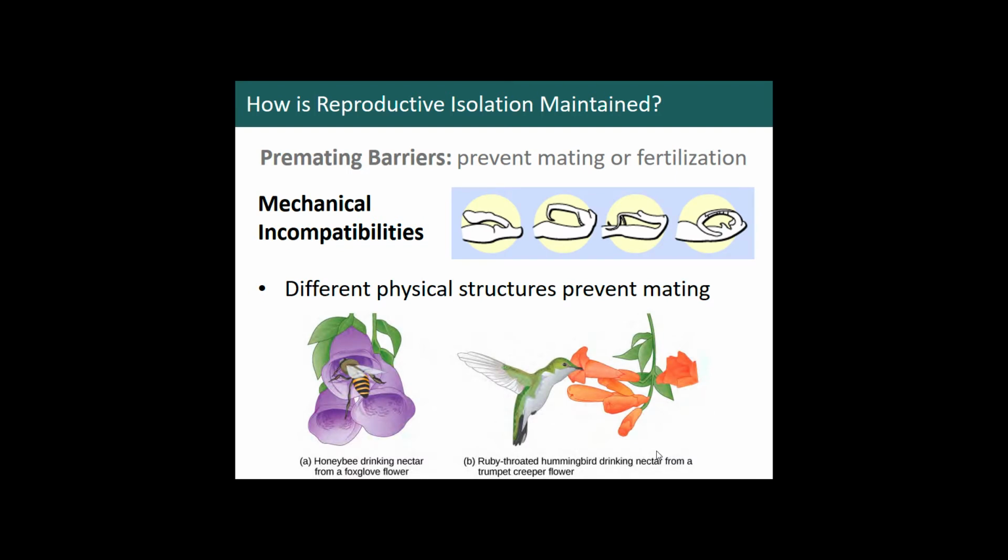If you want to do a little dash line or whatever, we're going to move into postzygotic. Do you guys have any questions about any of the prezygotic mechanisms? Okay.